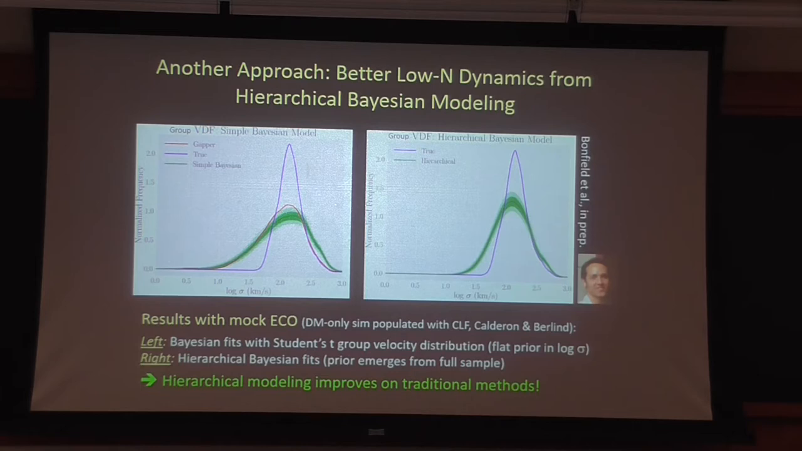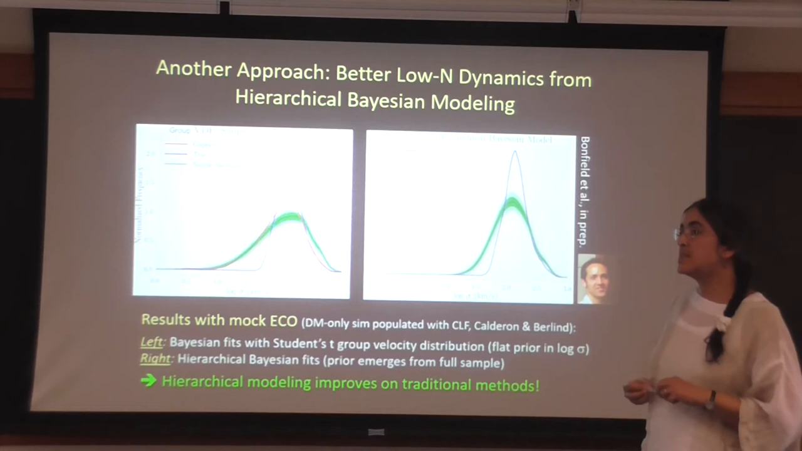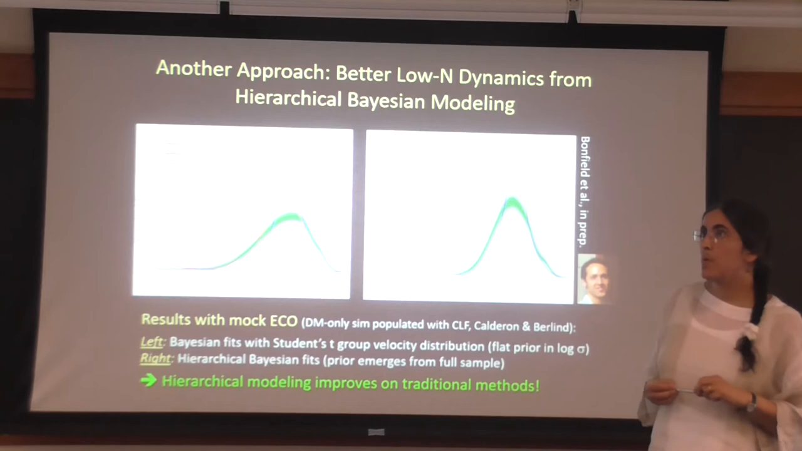So it's what we should get in a perfect world where we had 3D information and statistics were all working in our favor: we would recover the blue line. If you cheated and used 6D information instead of 3D, so all parts of phase space, the x, y, z, vx, vy, vz, would you get closer to the true distribution?